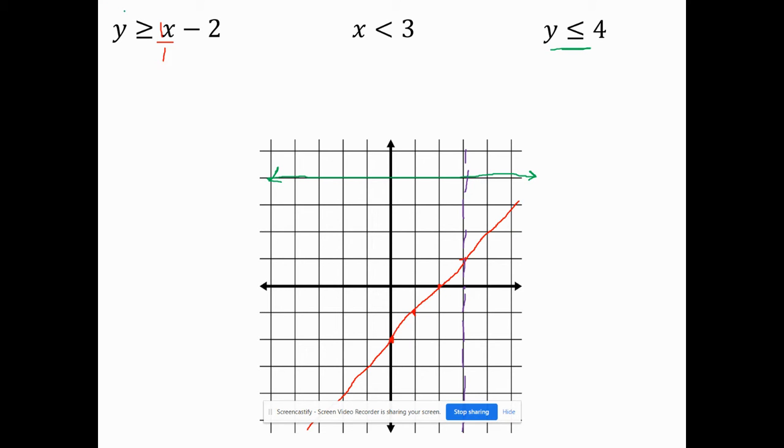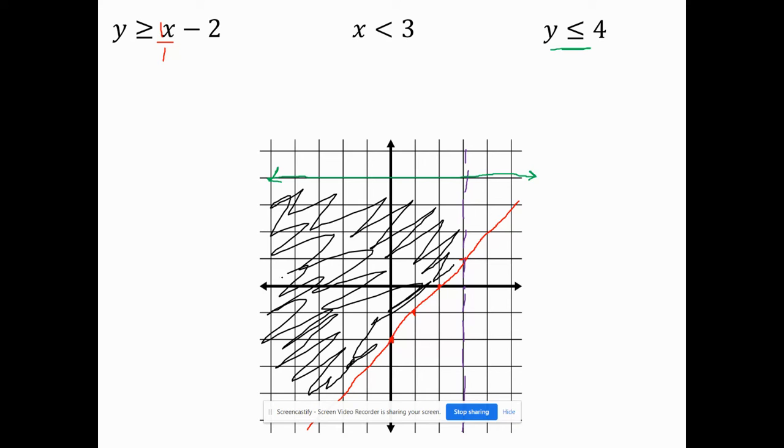And so if I'm going to shade above the red line and to the left of the purple line and below the green line, then the overlapping region will be everything inside of here. So if you're doing this by hand, we would shade just this region unless you're using different colors. But ultimately, this is the region where any point inside of here would satisfy all 3 statements at the same time.